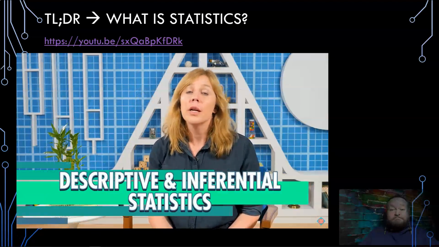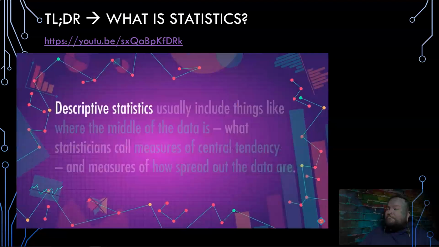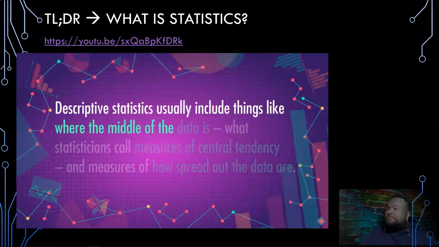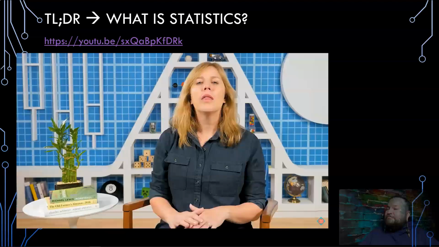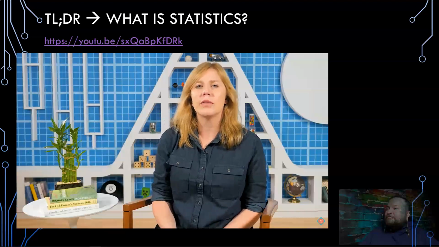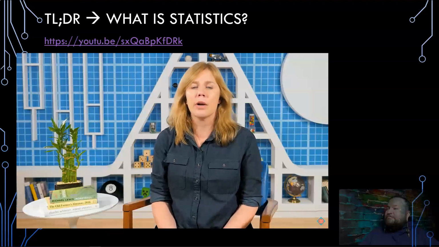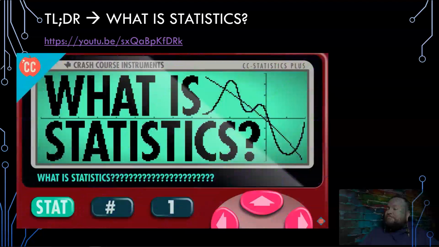descriptive and inferential. Descriptive statistics describe what the data show. Descriptive statistics usually include things like where the middle of the data is, what statisticians call measures of central tendency, and measures of how spread out the data are. They take huge amounts of information that may not make much intuitive sense to us and compress and summarize them to hopefully give us more useful information. Let's go to the thought bubble.